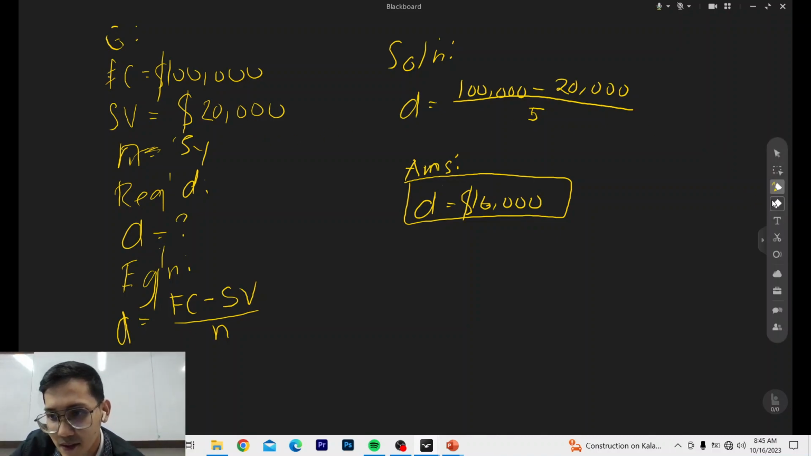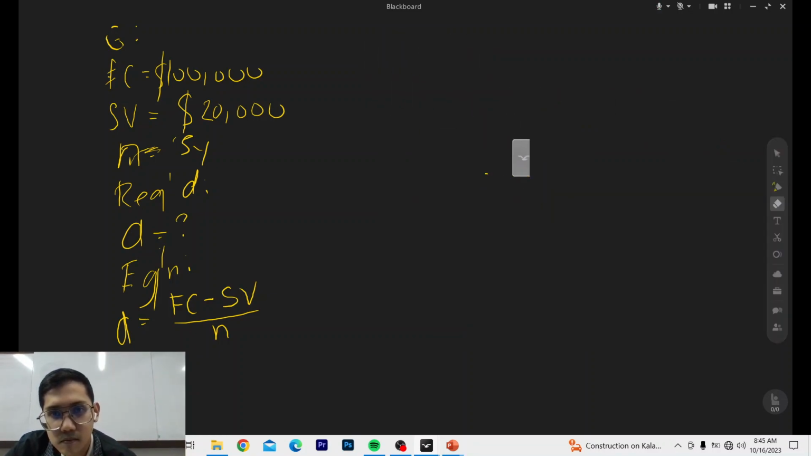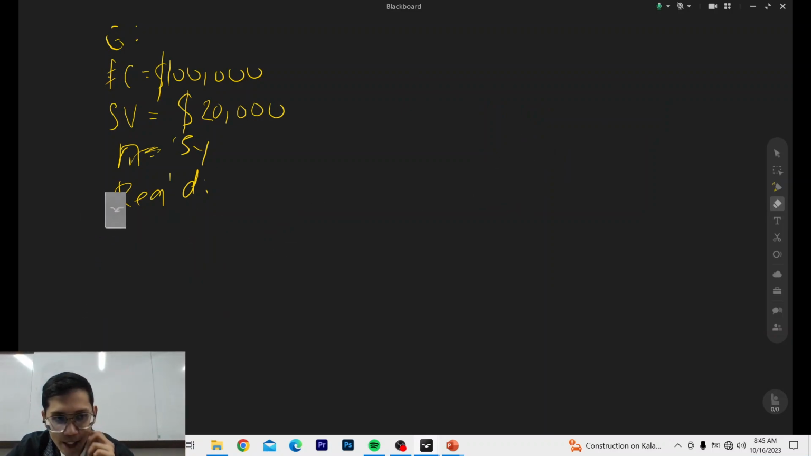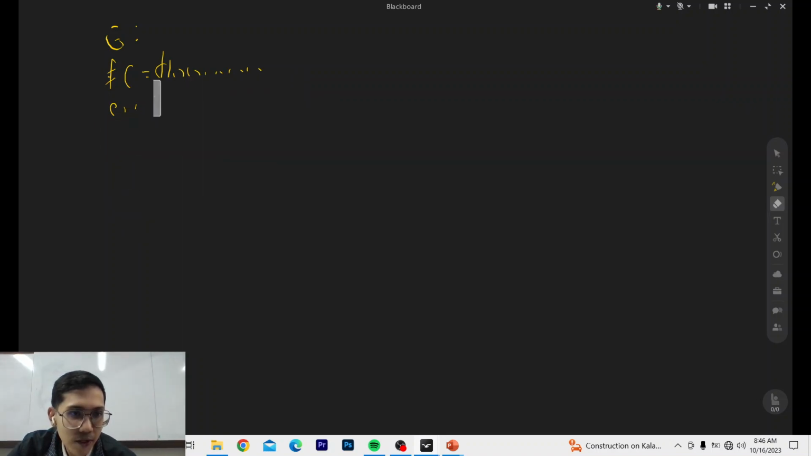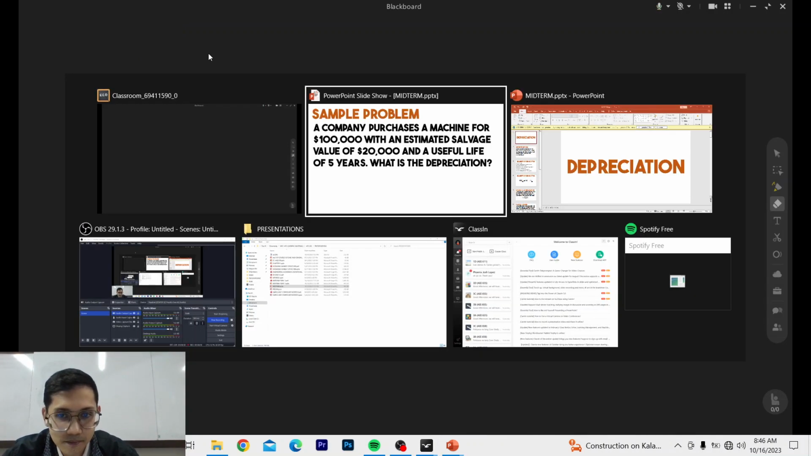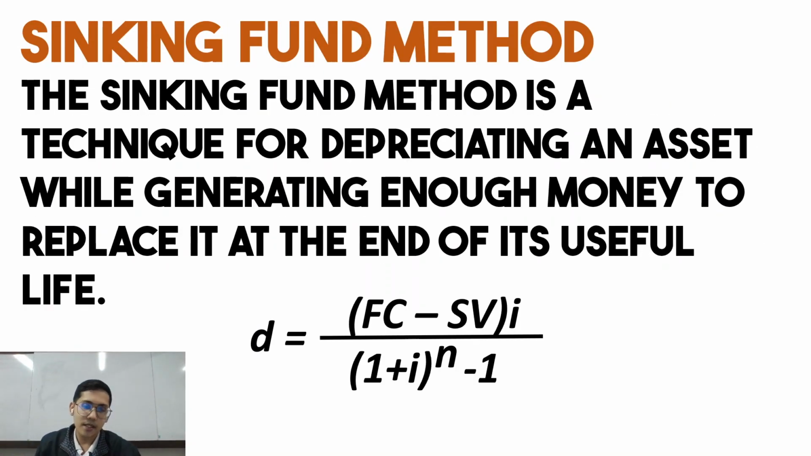Let me erase this. So, lagi natatandaan, pag straight line tayo, we just need to distinguish the FC, first cost, the SB, the salvage value, and our N or our useful life natin. Okay. So, next. Tatlong type ng method lang yung kailangan nating aralin kasi kadalasan, marami naman tong method, pero kadalasan, ito lang yung kailangan nating aralin kasi ito yung lumalabas sa board exam natin.